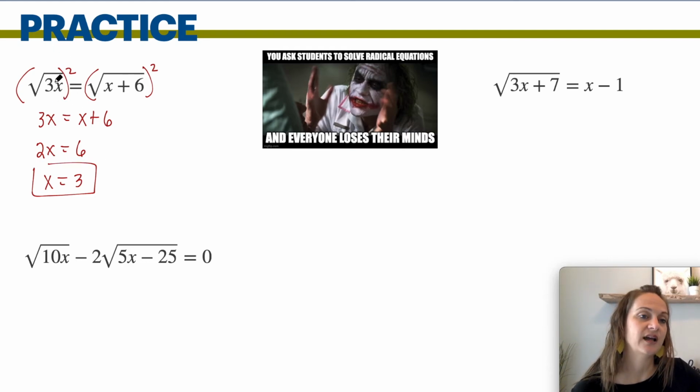3 times 3 is 9. 3 plus 6 is also 9. The square root of 9 equals the square root of 9, so it did work.